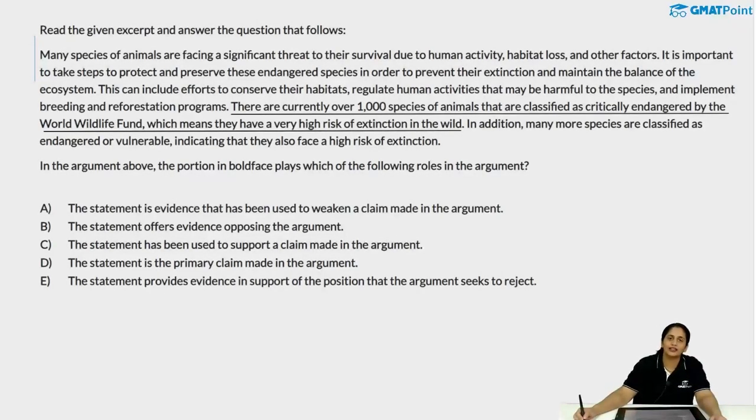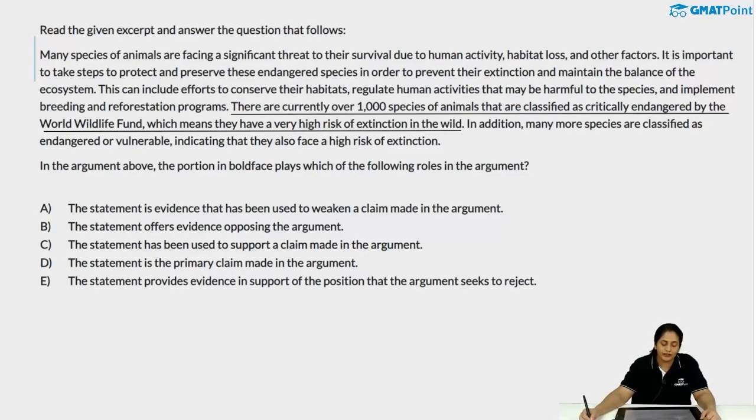In this particular critical reasoning question, we are asked to find out what role the boldface portion plays in the argument. I have underlined the portion because it's not seen in bold over here. So we have to find out what role the underlined portion plays in the entire paragraph. Let's take a look at the paragraph.